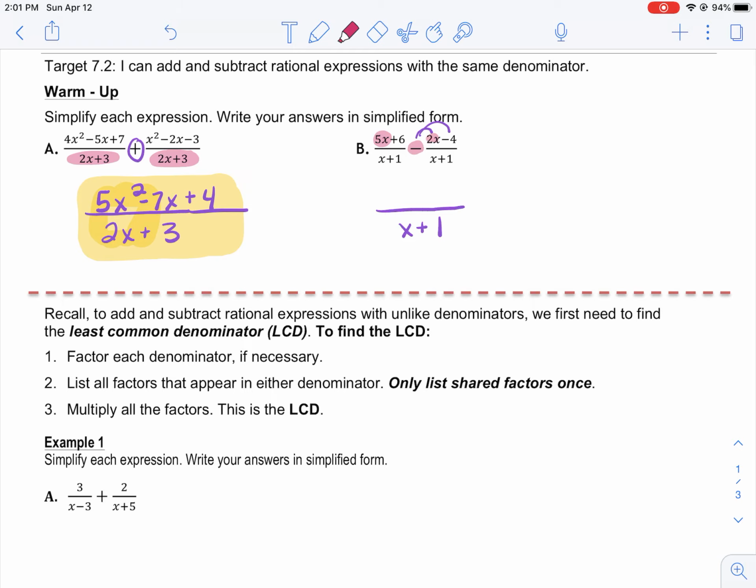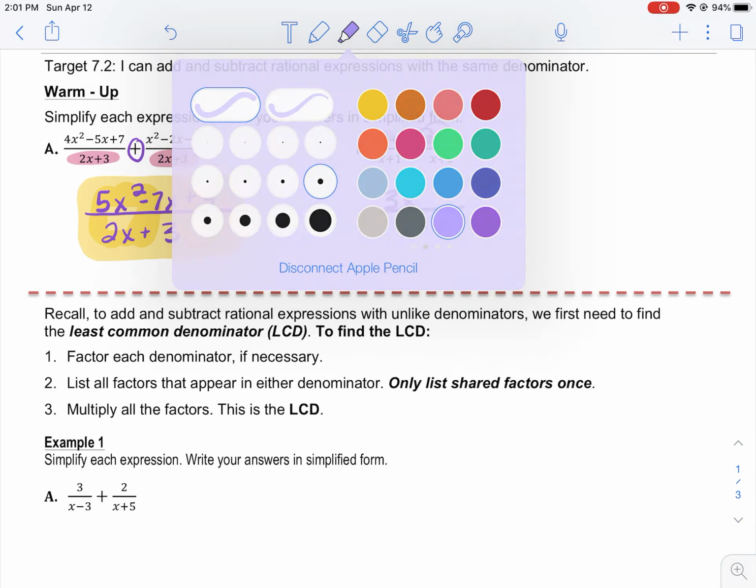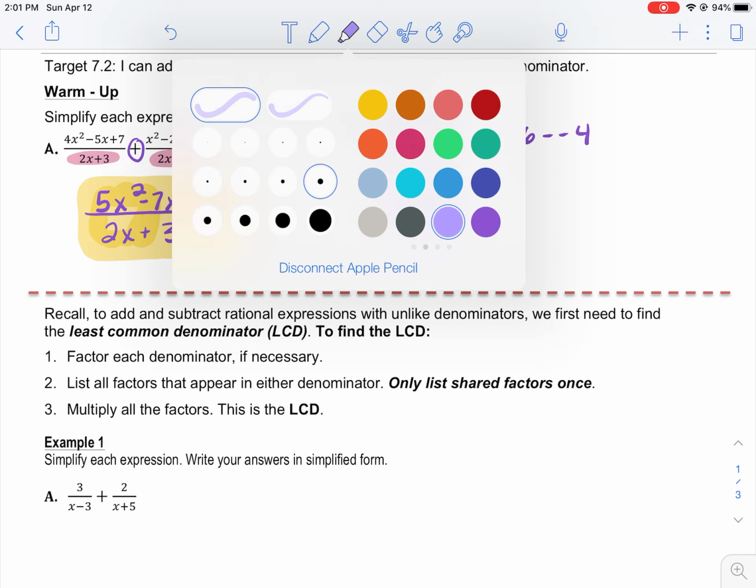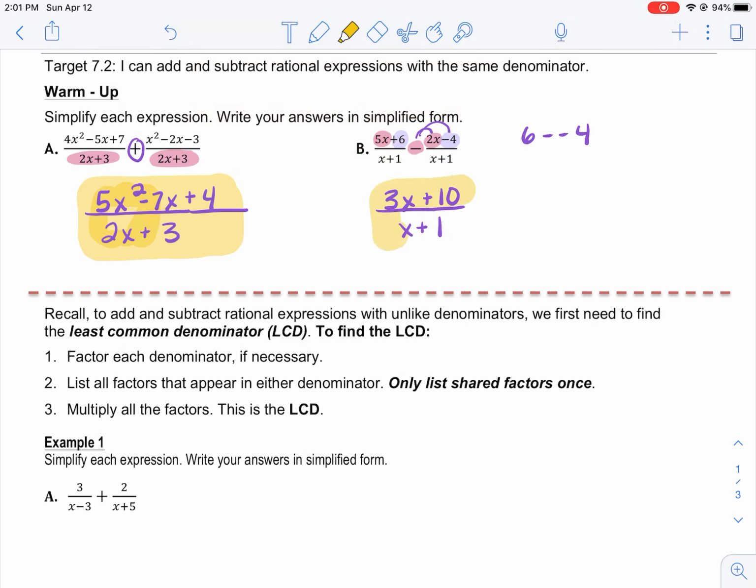So we have 5x minus 2x, which is 3x. And then we have 6 minus negative 4, and we might want to write that out. 6 minus negative 4, so that becomes a plus sign, and we get positive 10. And so the answer is 3x plus 10 over x plus 1.